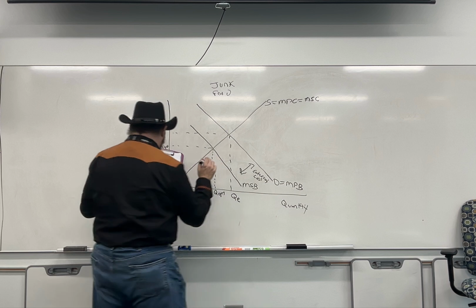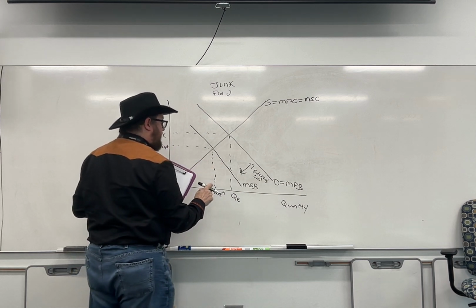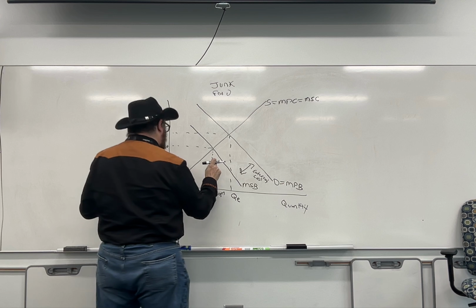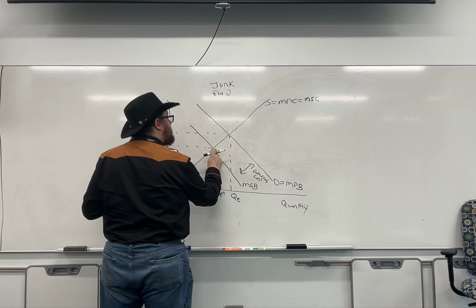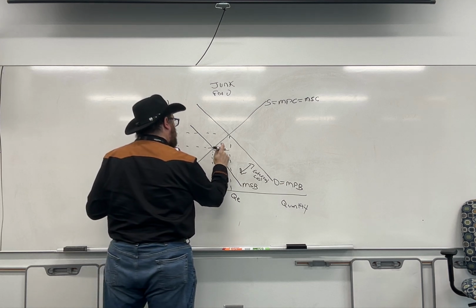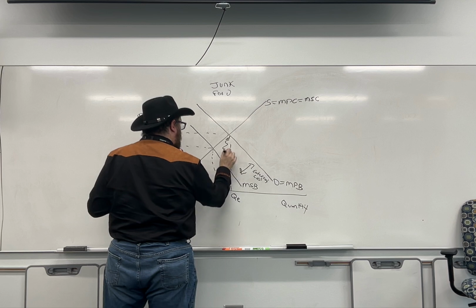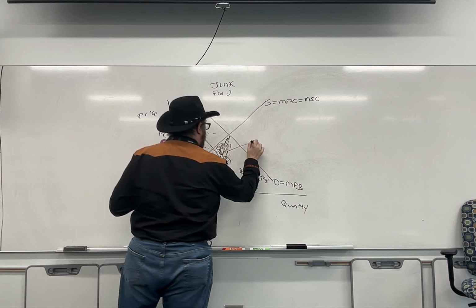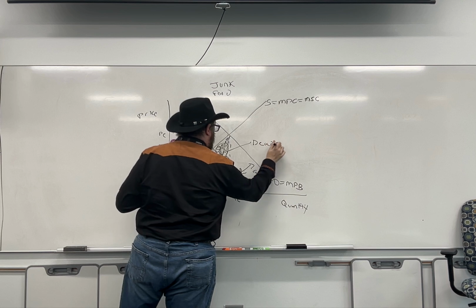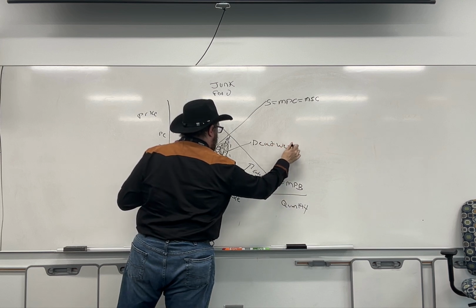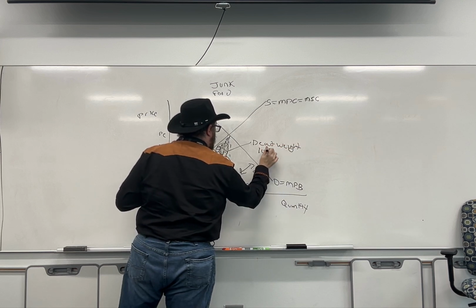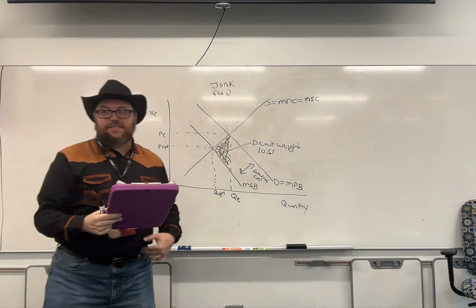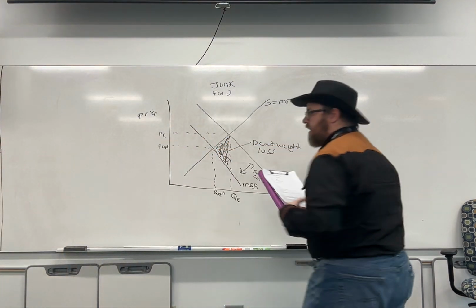And we need to label the deadweight loss. The deadweight loss is going to be where the social benefit and social cost meet. And it's going to be this triangle right here. So this is deadweight loss. All right, so this is what it looks like for negative externality of consumption. And this has all the components for it.